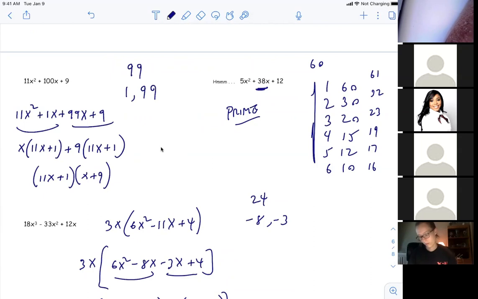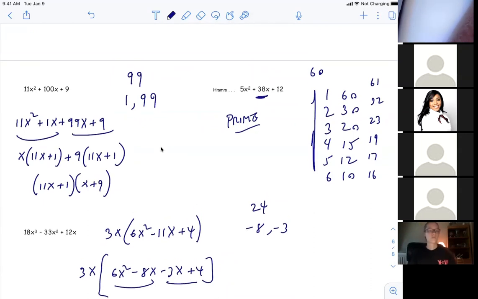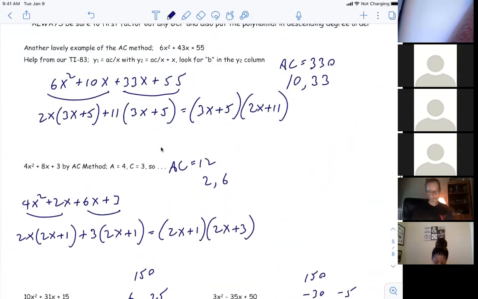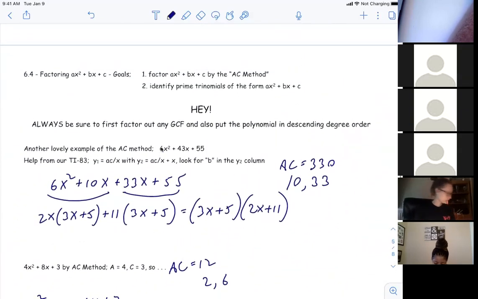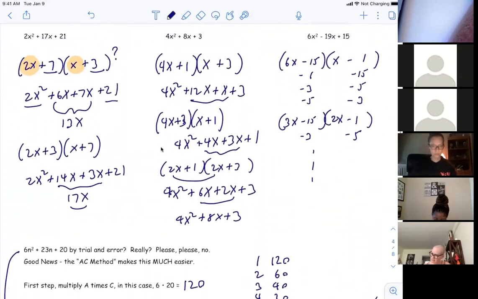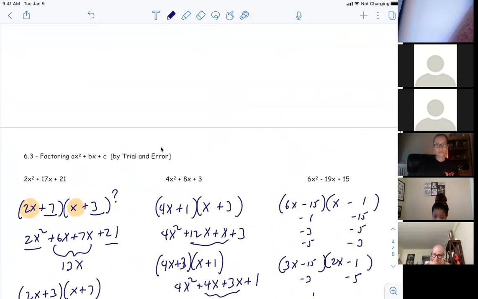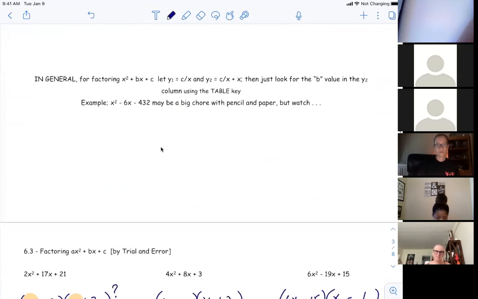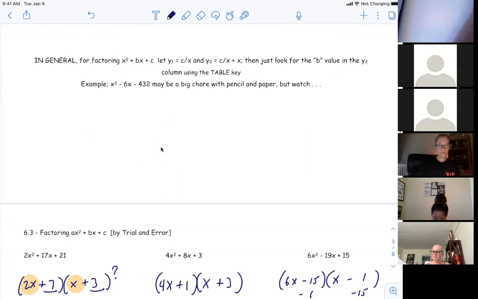Okay. What else did I skip over? I think there was at least one other. I try. Oh. Yeah, let me just do this with the calculator.